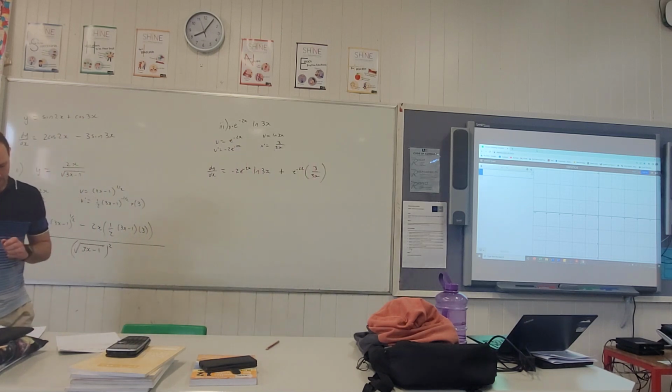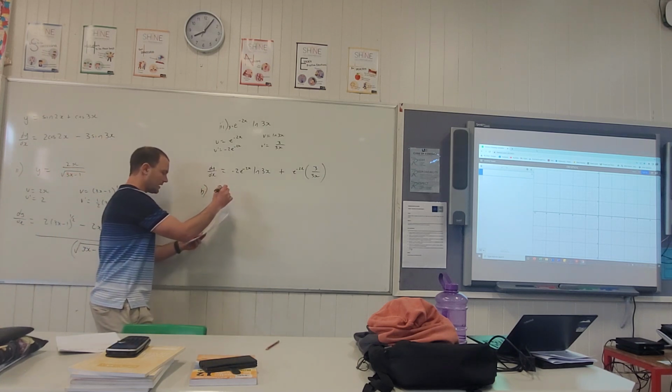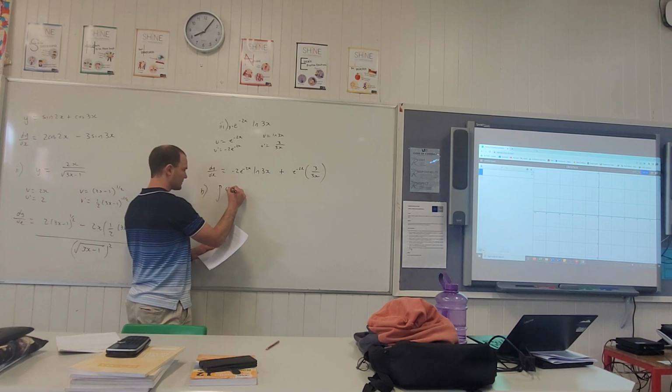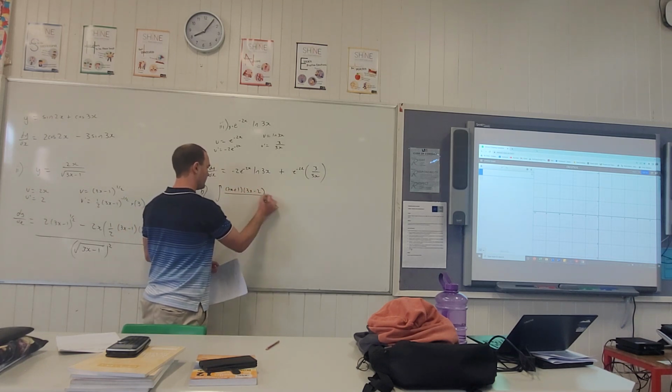So then the next one is question B, and read it carefully. This is an integration one, right? It says find the integral of 2x plus 1 times 3x take 2, all on top of x.